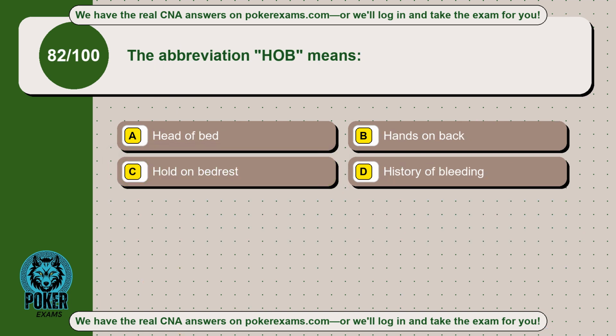Question 82. The abbreviation HOB means. Option A, head of bed. Option B, hands on back. Option C, hold on bed rest. Option D, history of bleeding.